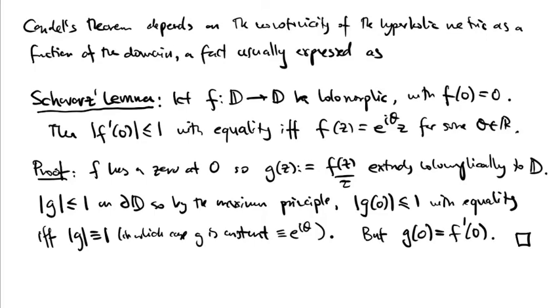Now, the norm of g is less than or equal to 1 on the boundary, because the same is true of f. So by the maximum principle, the norm of g at 0 is less than or equal to 1, with equality if and only if the norm of g is identically equal to 1 everywhere, in which case g is a constant equal to e to the i theta for some theta. But g at 0 is equal to the derivative of f at 0, and therefore the Schwarz Lemma is proved.